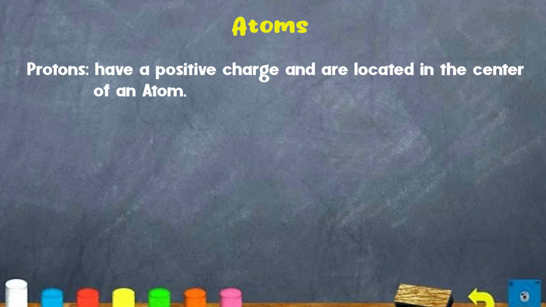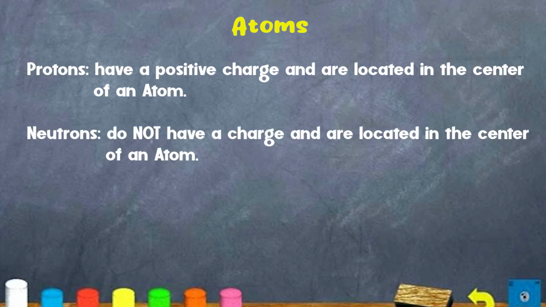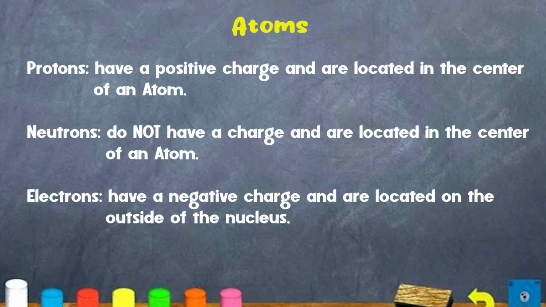Protons are positively charged. They are located in the center of an atom. Neutrons have no charge. They're also located in the center of the atom with the protons. Lastly, electrons.